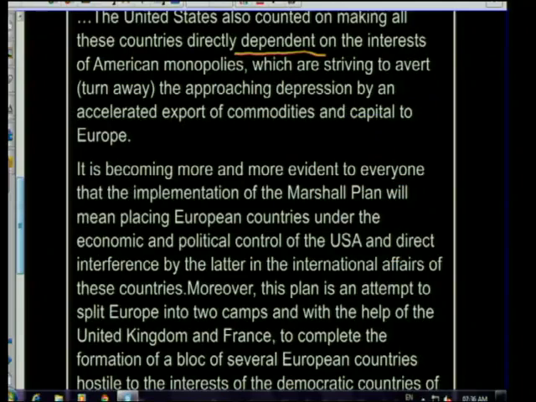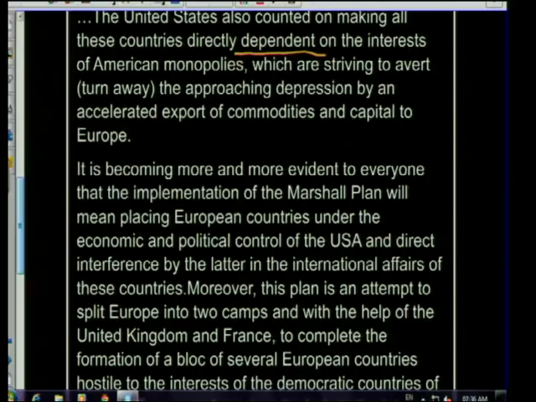It is becoming more and more evident to everyone that the implementation of the Marshall Plan will mean placing European countries under the economic and political control of the United States. We've already looked at that; they said the United States was imposing its will on these independent countries. So now they are repeating that in a different way by saying that the European countries receiving the aid are going to be under the economic and political control of the United States and direct interference by the latter in the international affairs of these countries. So in other words, they're claiming that these countries are going to lose their independence by accepting the Marshall Aid.